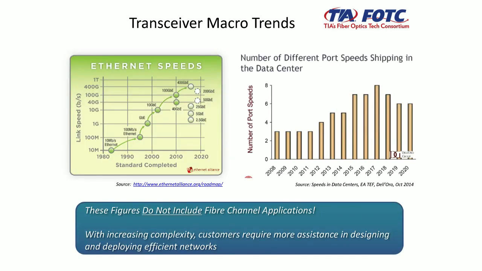Let me give you a snapshot of the different port speeds that are shipping. And this doesn't include Fibre Channel. Fibre Channel has its own ecosystem, and there are multiple speeds there, all the way from 1, 2, 4, 8, 16, 32, 64, 128, and a roadmap to go out to 512. But in 2008 we had 3 different speeds, and now we're dealing with 1, 10, 25, 40, we're going to look at 50, 100, 200, 400. Where's it going to end?